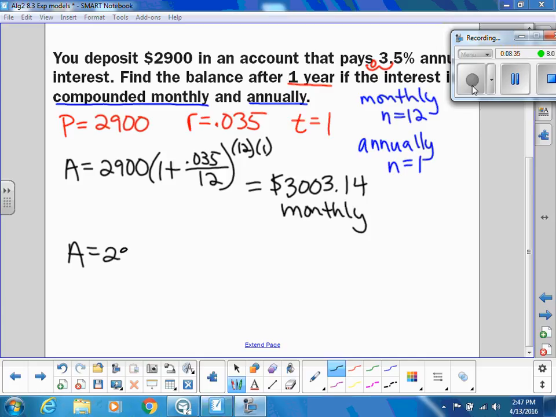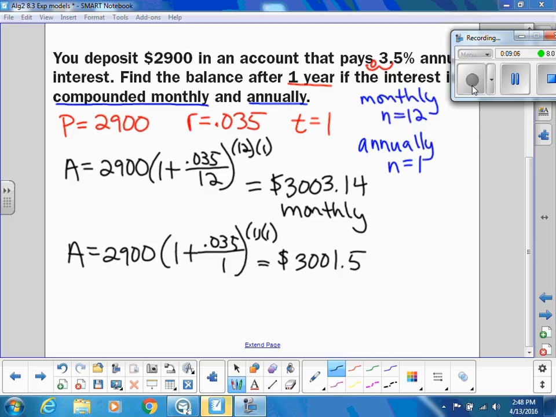The only thing that changes is the N. So instead of doing 12 for my N, I'm doing 1. So again, I'm going to type all that in, or you can copy and paste on your calculator if it does that for you. And now I got 3,001.50. So a little bit less than when it's compounded monthly. So obviously the more times it's compounded, the more money you make.